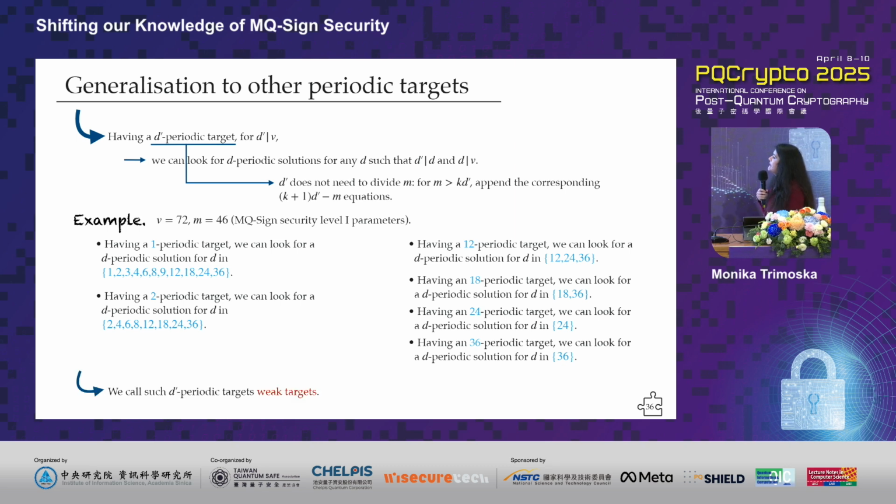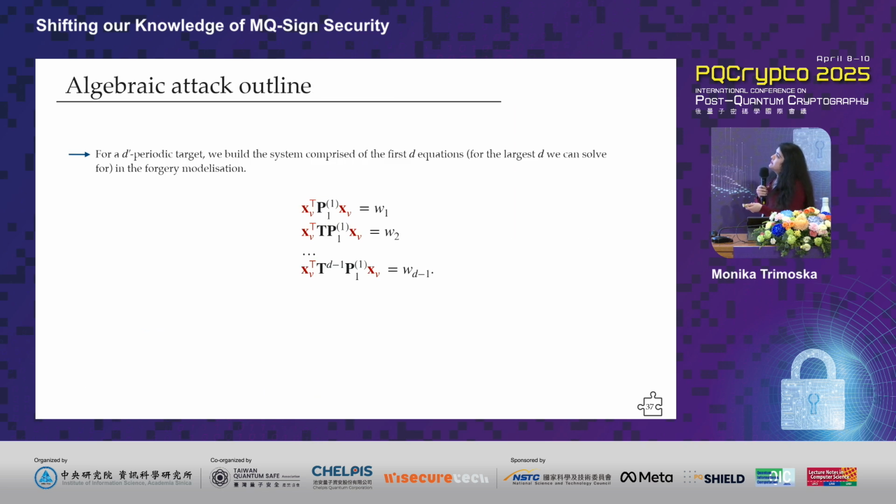Let's see. Okay, so we will call such d prime periodic targets weak targets, and I'm going to talk about how many we can solve. So a basic outline of this algebraic attack is that we build the system, and this is the system that we need to solve, right? And notice here that I'm going from t to the 0 to t to the d minus 1. So I have d equations in d variables that I need to solve.